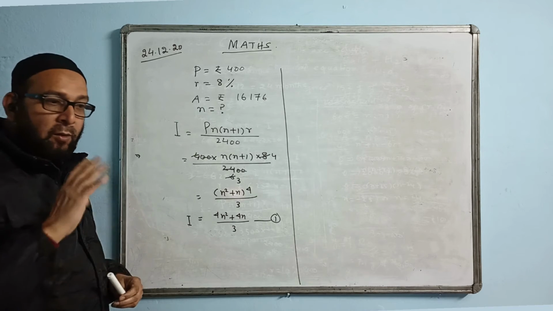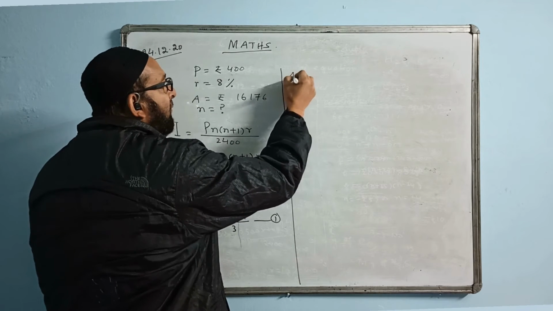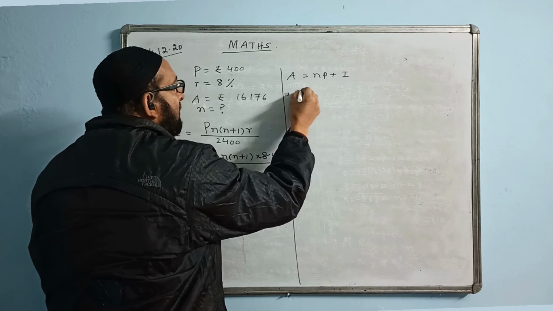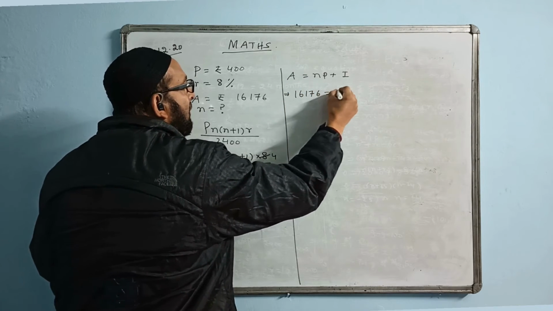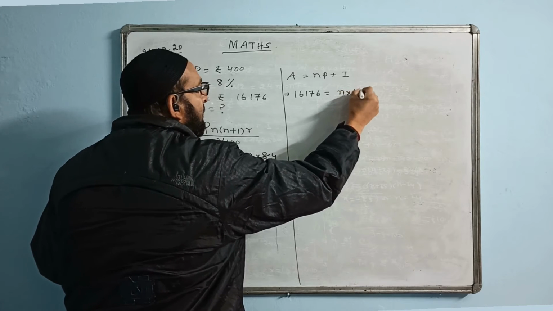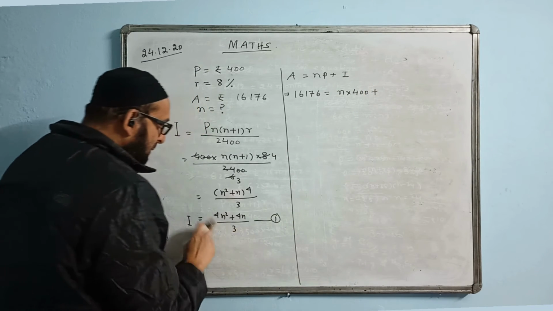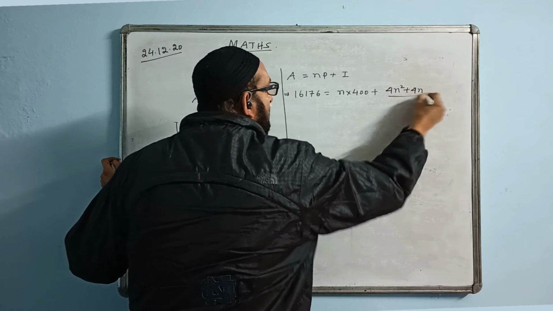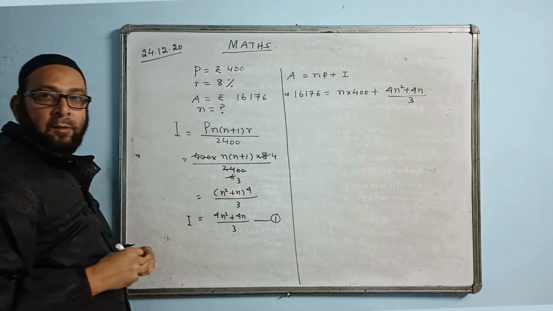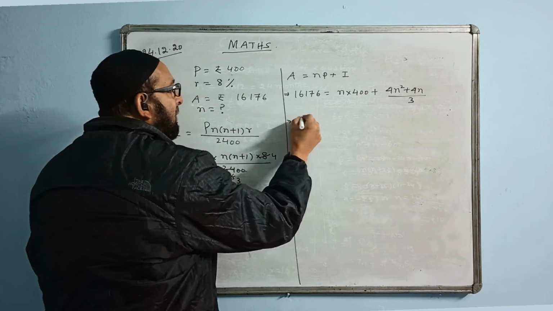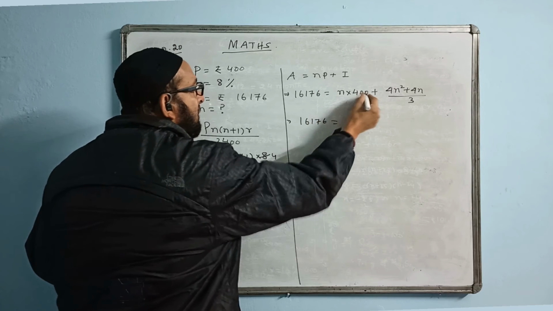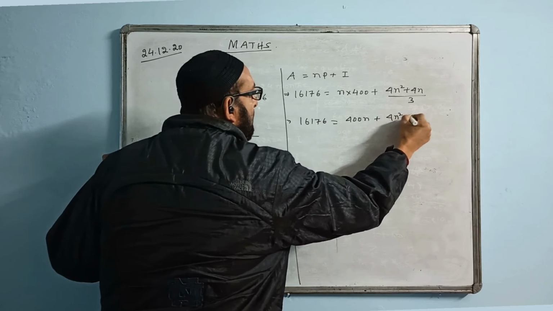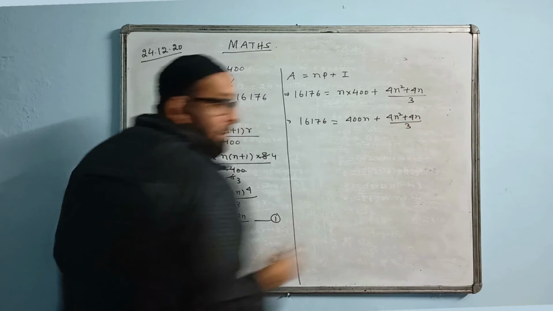Now we will apply the formula of A. What is the formula of A? The formula we know is A equals NP plus I. Put in the value of A, 16176, and P is 400n, plus the I value, we will put this entire thing, 4n square plus 4n upon 3. Now, 16176 equals 400n plus this value, 4n square plus 4n upon 3.